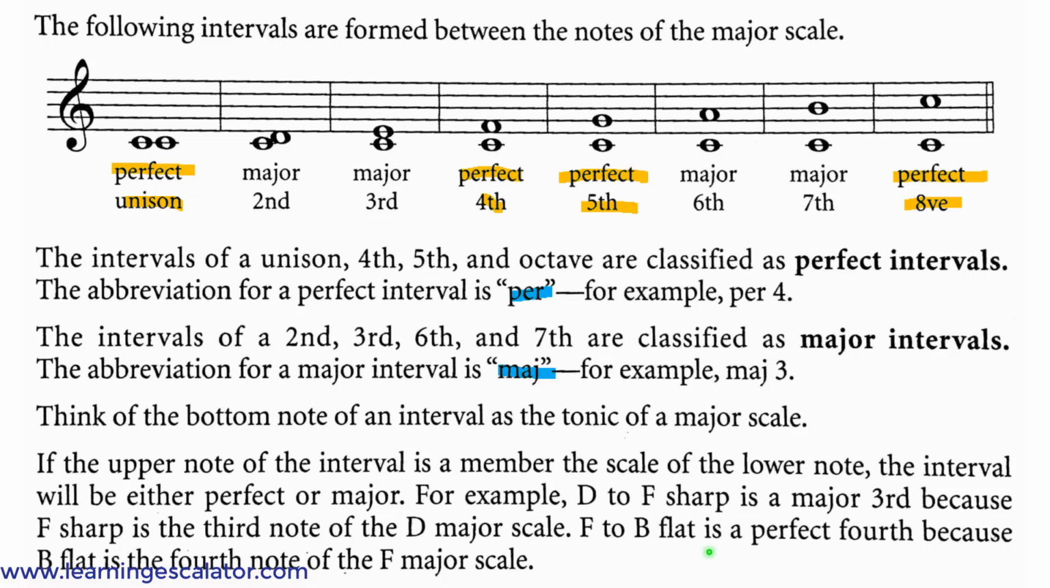F to B flat is a perfect fourth because B flat is the fourth note of the F major scale. So you only use major when that note is part of the major scale. And you use perfect for perfect unison, fourth, fifth, and octave, only when it's a major scale.